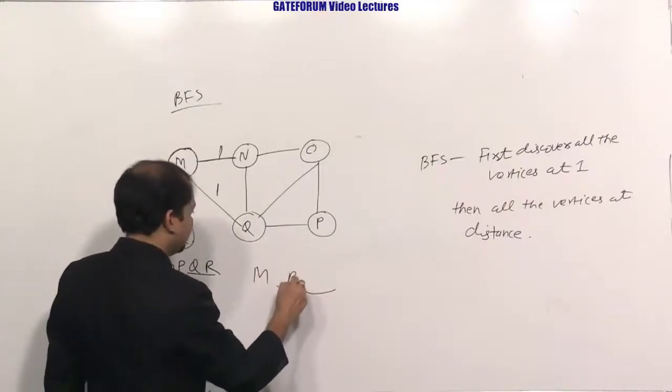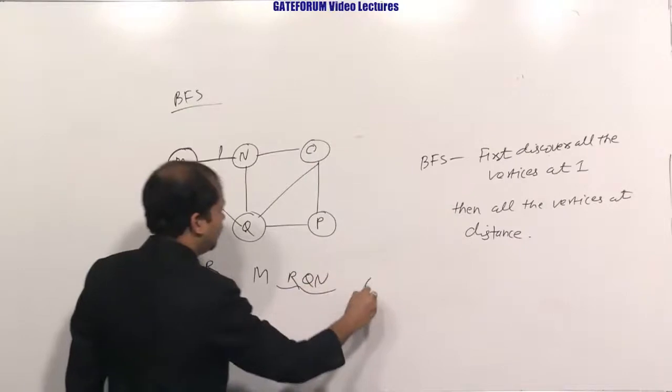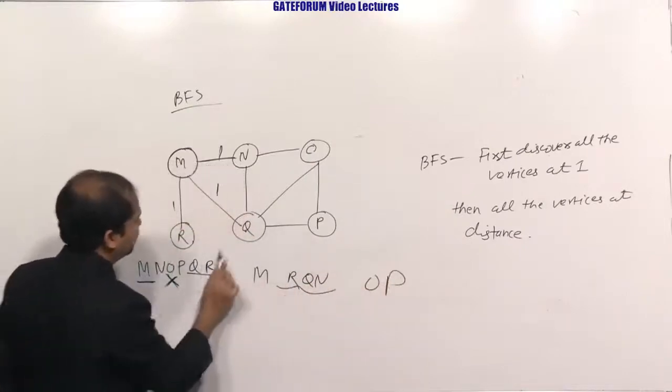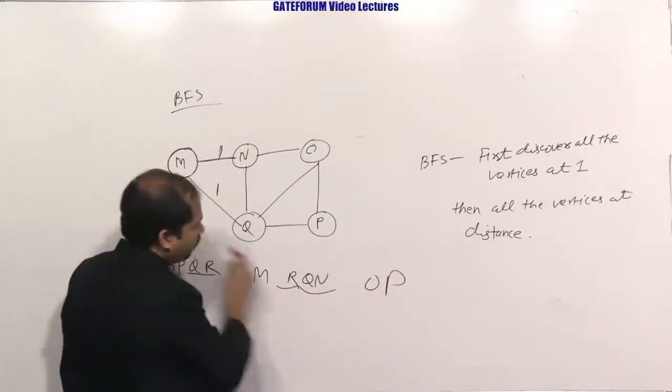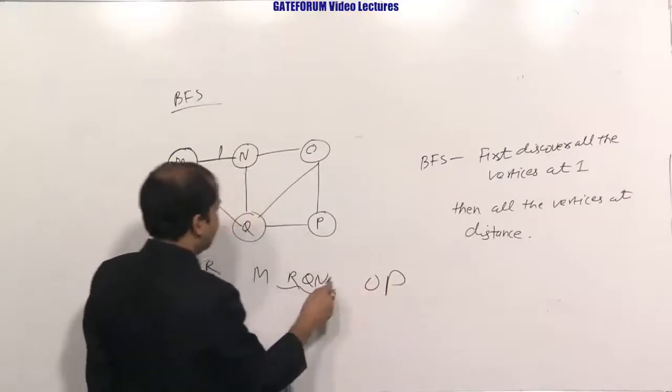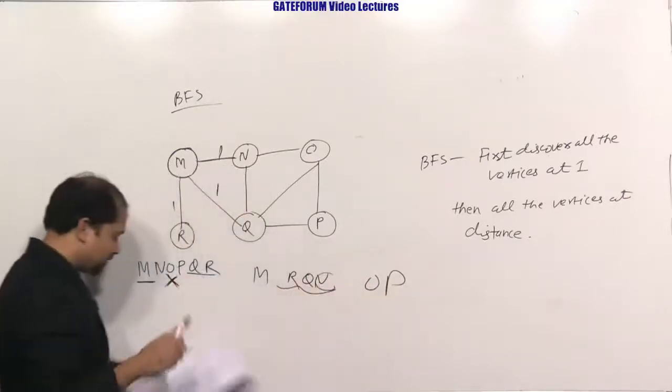So if you visit R, Q, N, then only O and P will be there, because if you visit R then it's okay. If you visit Q, when Q goes out it will bring O and P, and then N it will bring. So the first option is wrong.